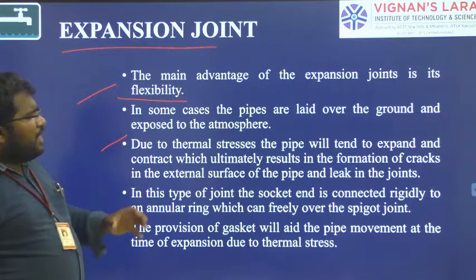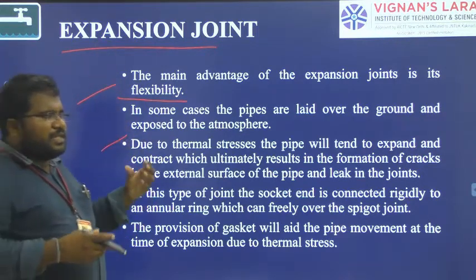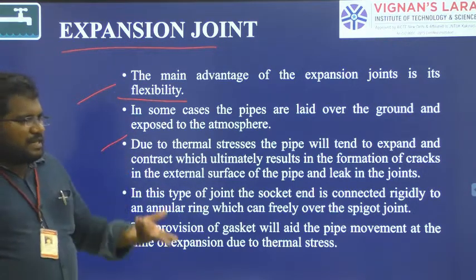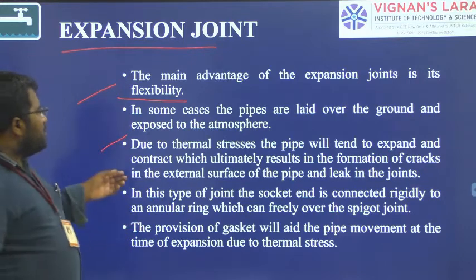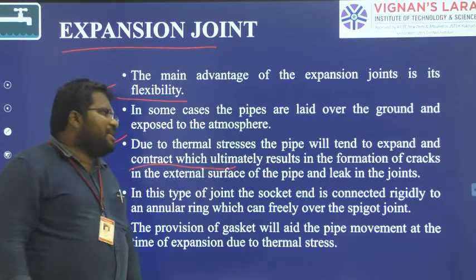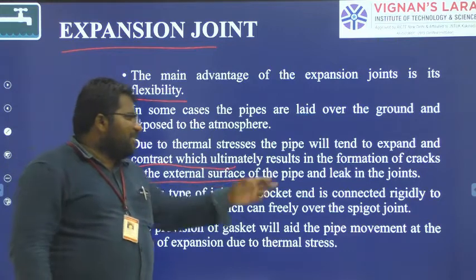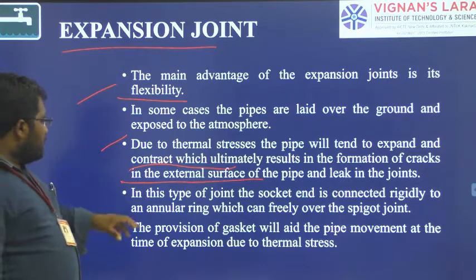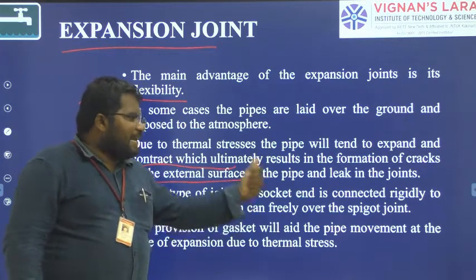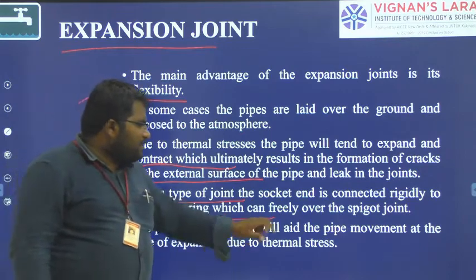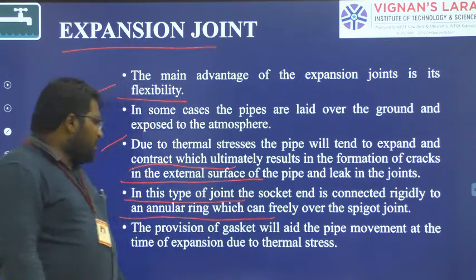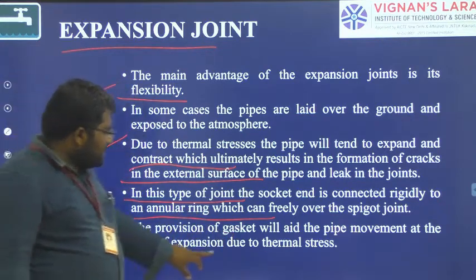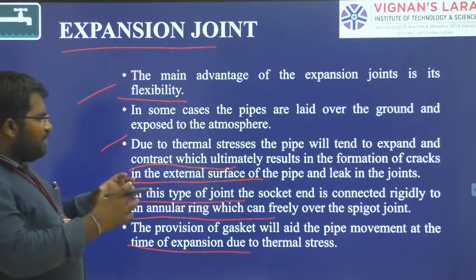Due to thermal stresses, the pipes will expand due to the sun. During the summer days, due to high temperature, the pipes are going to expand, and in winter they are going to contract, right? This expansion and contraction ultimately results in the formation of cracks in the external surface of the pipe and leaks in the joints. That's why in this type of joint, the socket end is connected rigidly and annular rings can freely move over the spigot. The provision of a gasket will aid the pipe movement at the time of expansion due to thermal stresses. It is going to move, right?